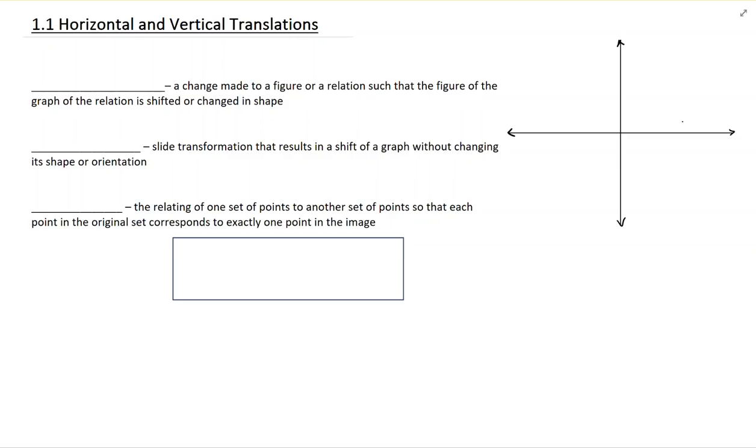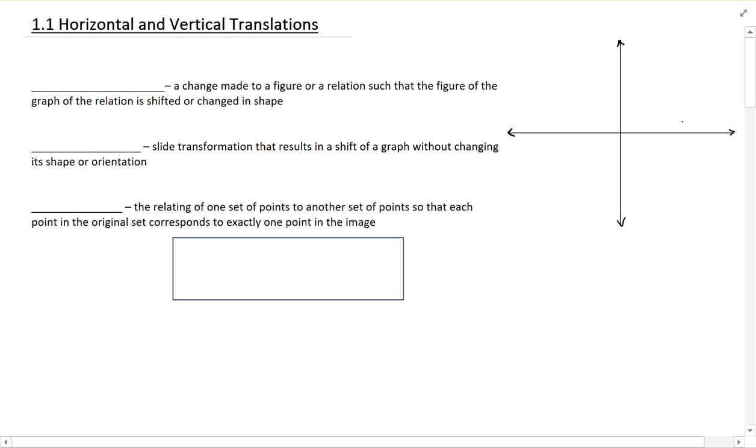Pre-Calc 12s, this is the first section of the entire course, which is section 1.1. Topic covered today will be horizontal and vertical translations. So first off, we're going to start by looking at some vocab words for this section.